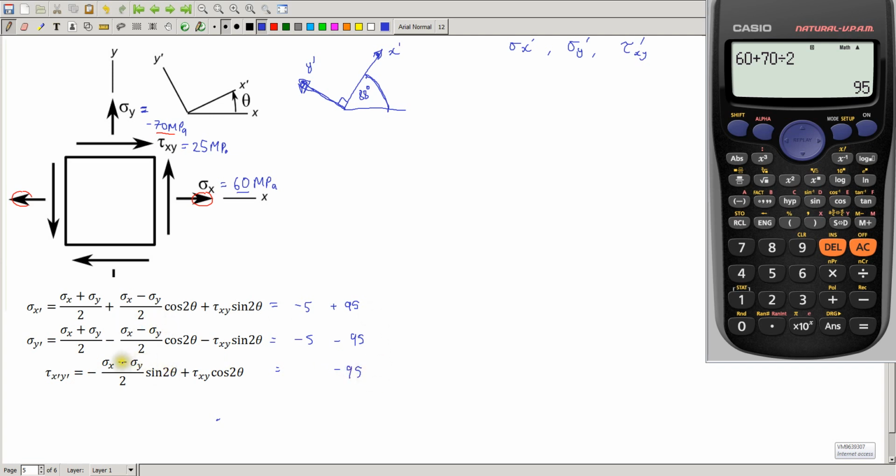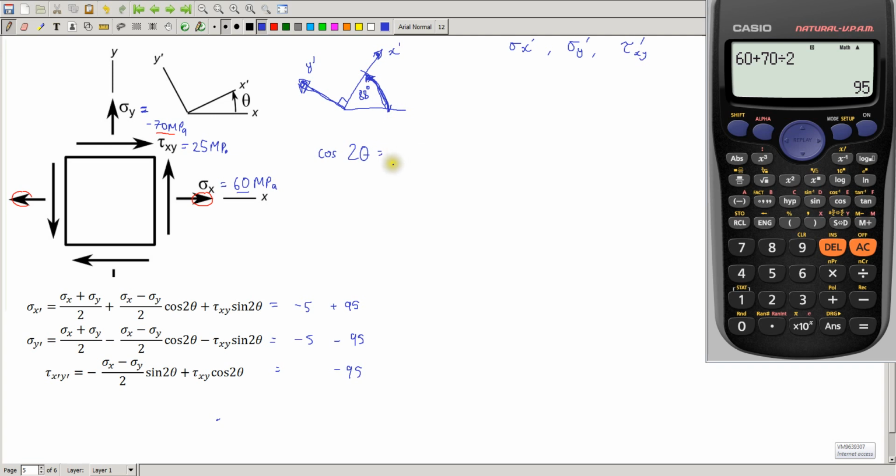Actually, I want to take this term and multiply it by the sine 2 theta and this term by the cos 2 theta. Let's work them out then. So we can do this up here. Cos 2 theta equals, my rotation is going to go anti-clockwise. So I'm going in an anti-clockwise direction like that, and that will give me 88.